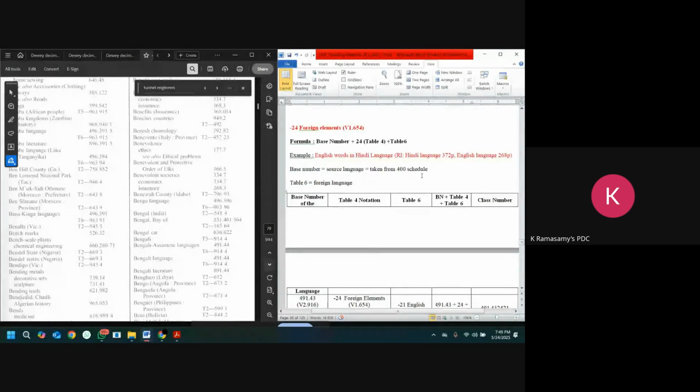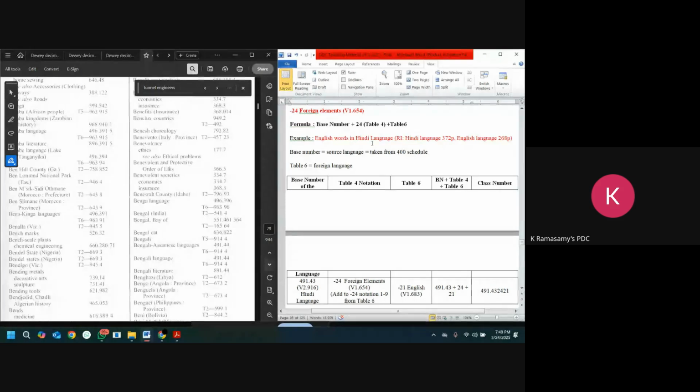In table 4, 24 stands for foreign elements. Whenever you talk about the use of other language words in your language, you can make use of 24 as foreign elements. For example, English words in Hindi language. This is the name of the book you received. What is the original language? Hindi language. So Hindi language is going to be the base number. And which language's words are used in Hindi? English words are used in Hindi. So the base is Hindi language. We are studying in Hindi language how foreign words, called English words, are used.